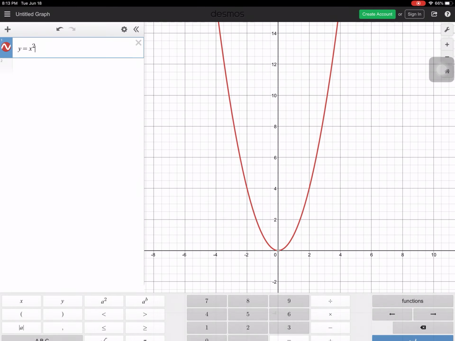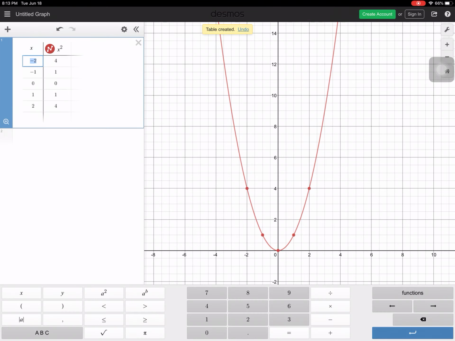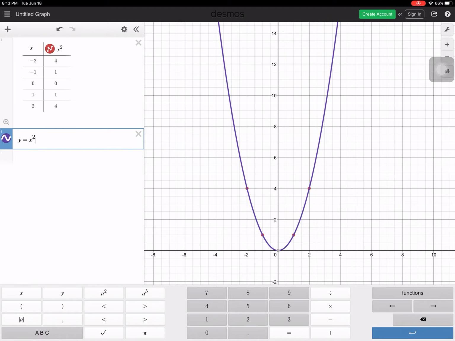Can I get it to do it here? I used to be able to in the table. Hey, there we go. Made a table too. Oh man, I'm getting good with this. x squared. There you go. Got overlapping. So these are some key points.